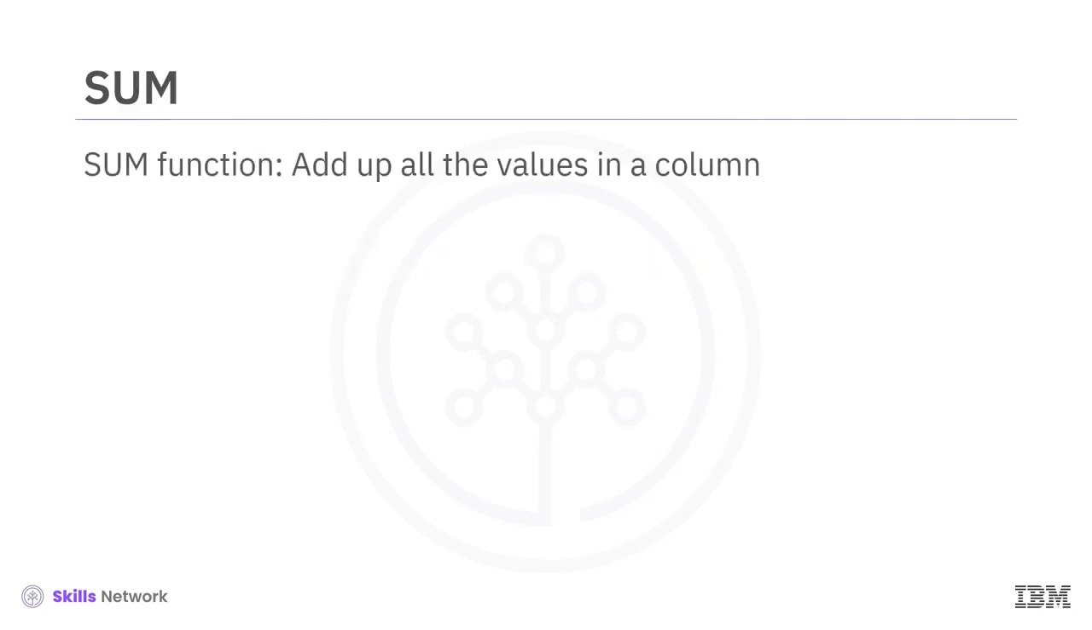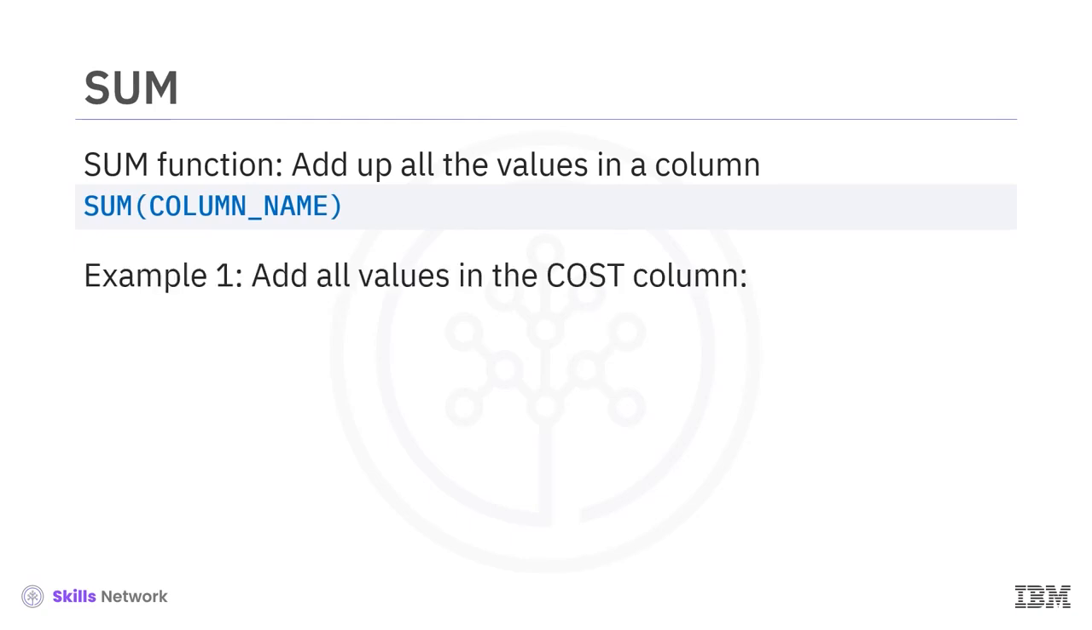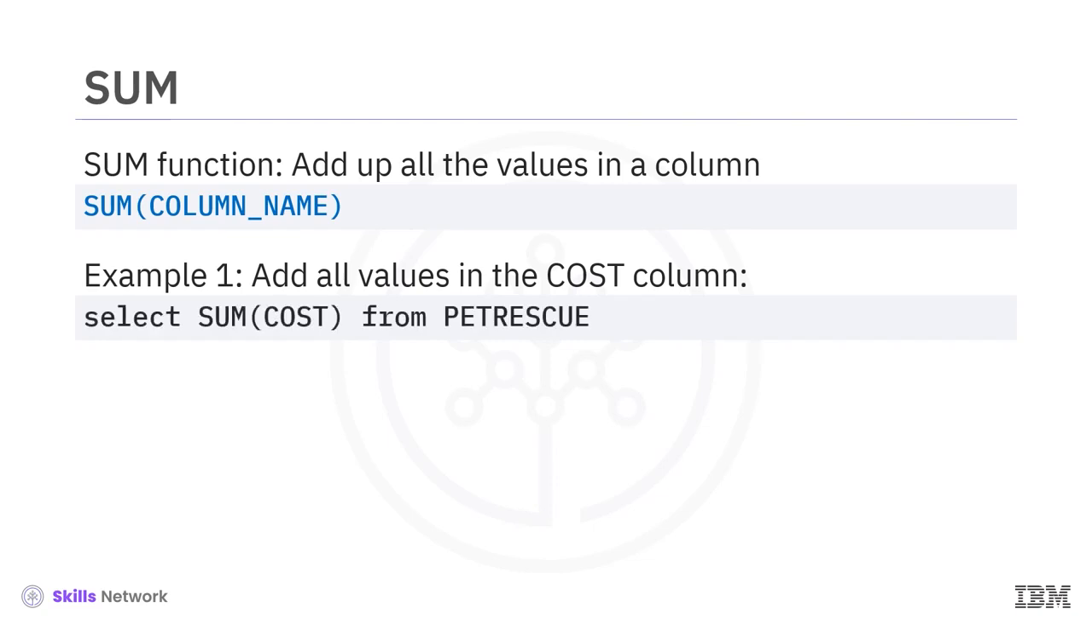The sum function is used to add up all the values in a column. To use the function, you write the column name within parentheses after the function name. For example, to add up all of the values in the cost column, select sum(cost) from pet rescue.